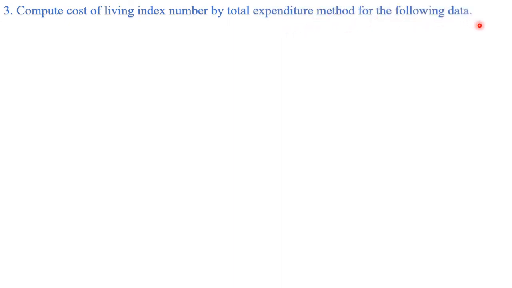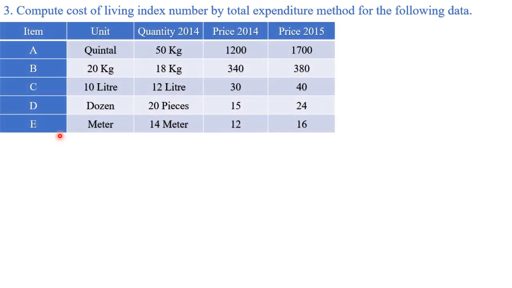Question number 3. Compute cost of living index number by total expenditure method for the following data. Now we have to use the total expenditure method here. Total expenditure method is last year's method or past year's method depending on the quantity given in the question. Now as you can see here, this is your question. Items are A, B, C, D, E. The units are given, so this is a question where units are there, such as quintal, 20 kg, 10 liter and dozen.